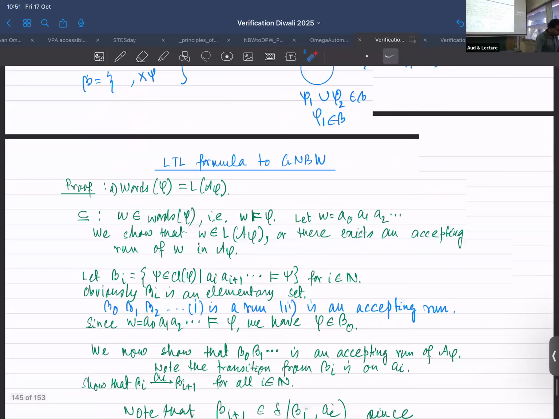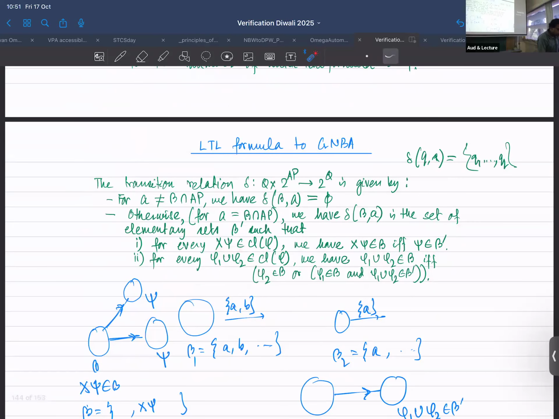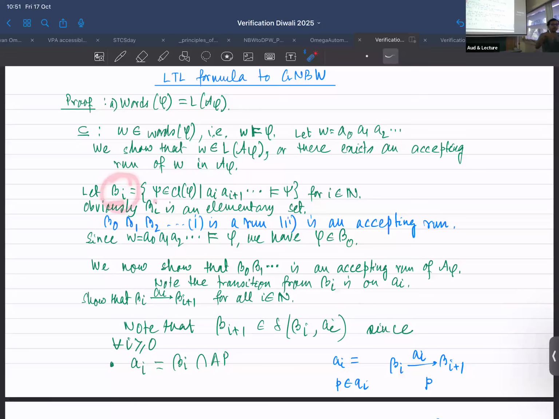If you recall, this was the definition. If I have an xi, then I should have a transition to the beta prime, which will have psi. I'll have such a transition, right? Now I'm saying that I have defined my beta i's in this way, just by looking at the set of formulas that I'm satisfying starting from here.